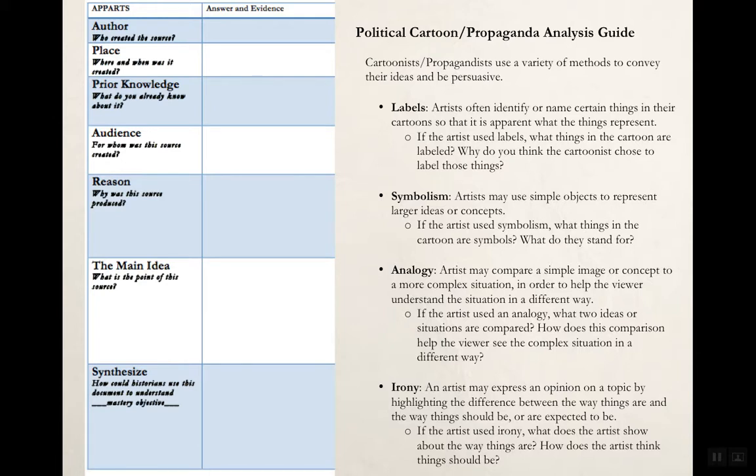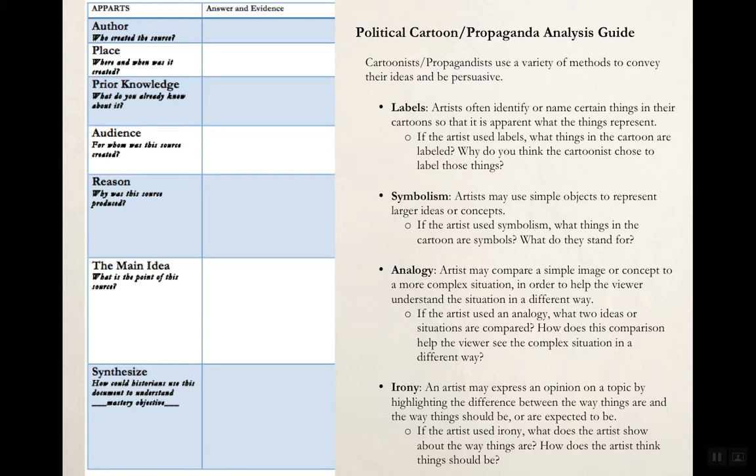So if you pull out that sheet, you see it's two-sided. The first side is the giant chart, AP Parts. You can see I cut it to fit both sides of your handout onto this one slide. If you were to flip it to the back, you would see the political cartoon and propaganda analysis guide that I created to go along with the AP Parts guide that the department created.